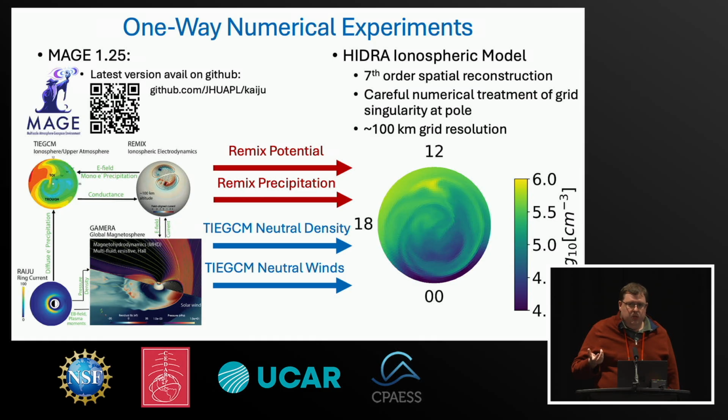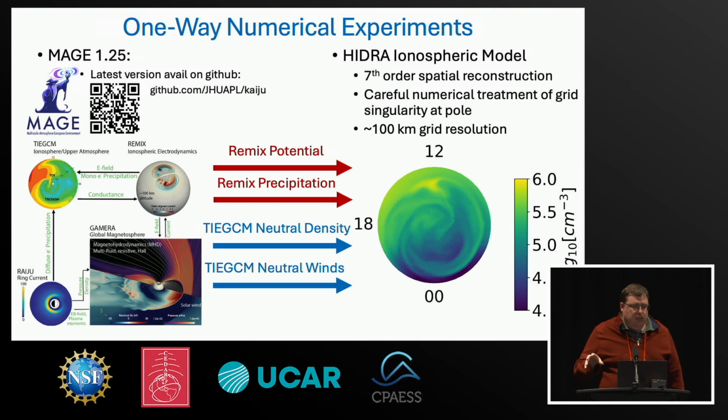So everything that I'm going to show you today was run as a two-step process, where I run the MAGE 1.25, which is the version of MAGE that is already open source and available to the community. It is a coupling between the Gamera MHD model, the Raiju ring current model, which is itself a rewrite of the RCM model, so it's a kinetic drift physics model, a potential solver for the high latitudes that we call Remix, and the TIE GCM 3.0, the latest version of the TIE GCM for the thermosphere.